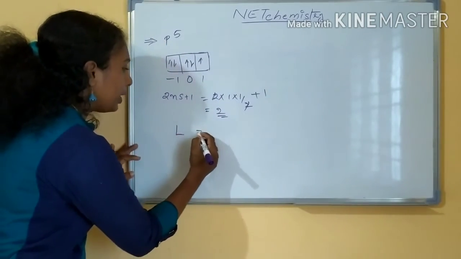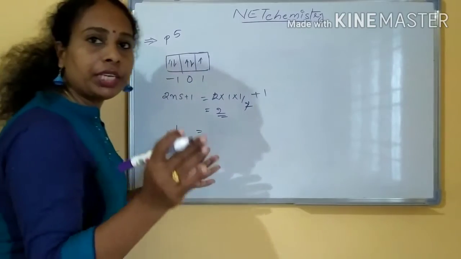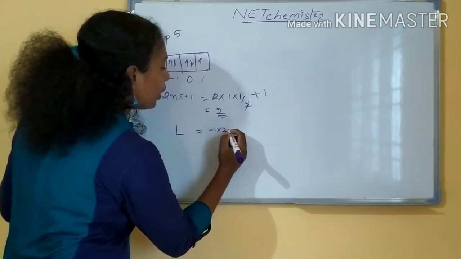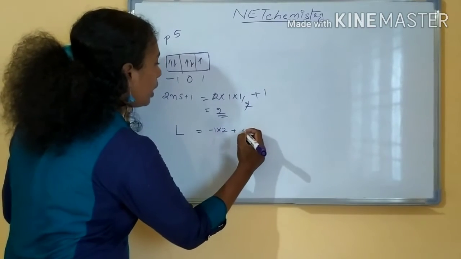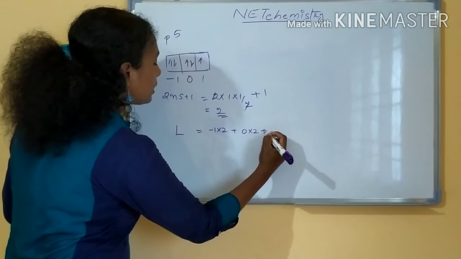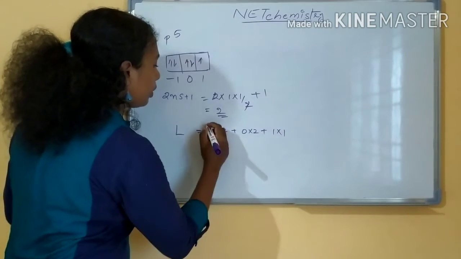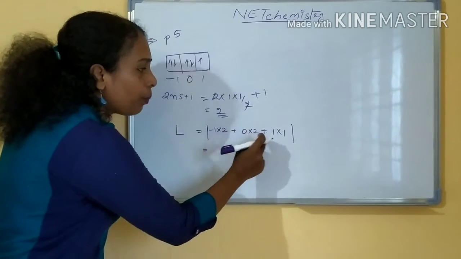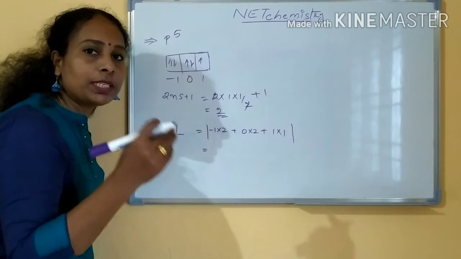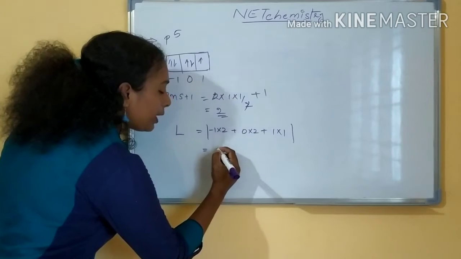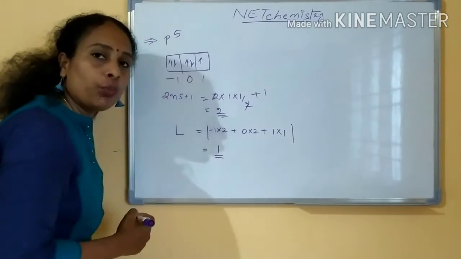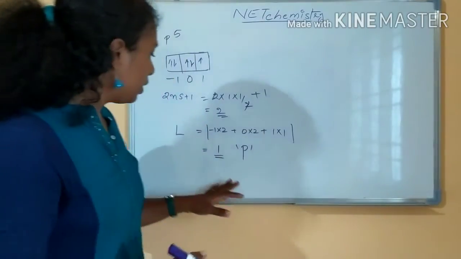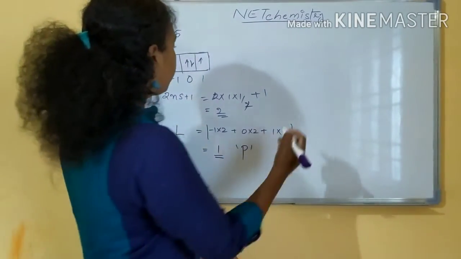Now you have to calculate the L value. I am finding out the L values. Minus 1 into 2 electrons and 0 into 2 electrons plus 1 into 1 electron, right? So what are you getting? Minus 2 plus 0 plus 1, what you will be getting? Minus 1. If you are taking the modulus, you will be getting the value 1, right? So L equal to 1 represents P.